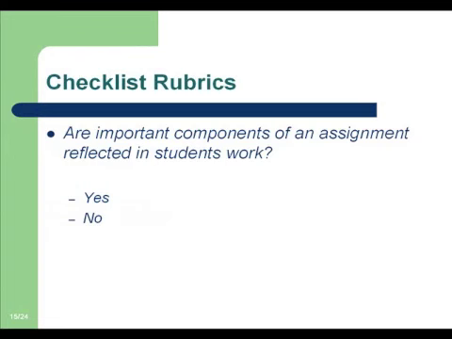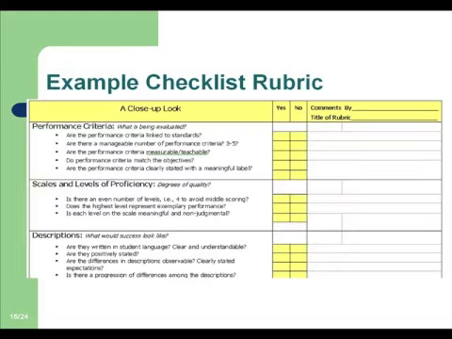The first is a simple checklist rubric, which just asks, are the important components of an assignment reflected in the student's work? And it's yes or no. So an example of a checklist rubric could look something like this, where you don't have to worry about the words, but we've got coming down here are a number of different performance criteria, or things that we expect to be in the student's assignment. And then there's a column for yes and a column for no, and a place for the evaluator to write comments.